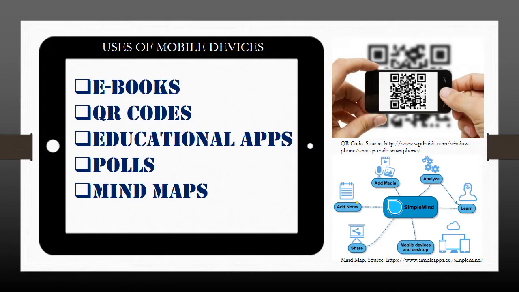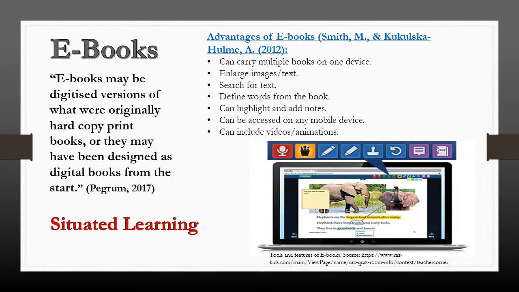Now we will have a look at these 5 uses of mobile devices for commerce students. The first is an ebook. Ebooks are readable on mobile devices and may be digitized versions of what were originally hard copy print books, or they may have been designed as digital books from the start.